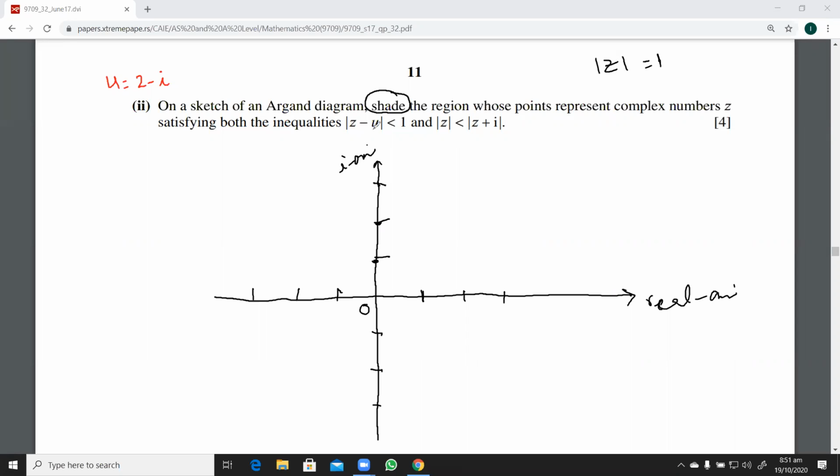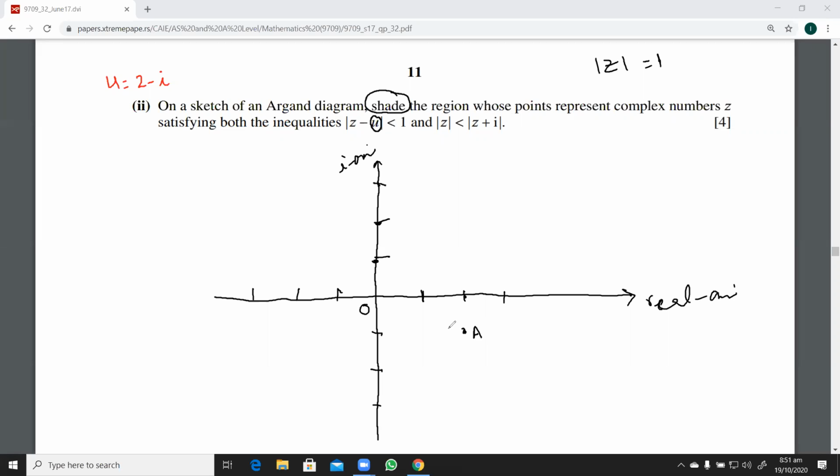And this time, the center of the circle is this u that we have. This is 2 minus iota. So this is 2 minus iota. Okay. This is 2 minus iota over here. Let me call this point A. Okay, this is the u over here. Now it says its modulus is less than 1. So that would mean that our circle is going to be of the radius 1. And the region is inside this.